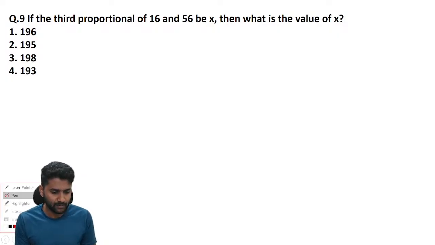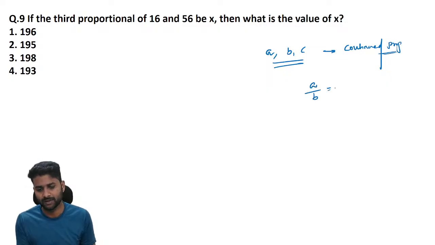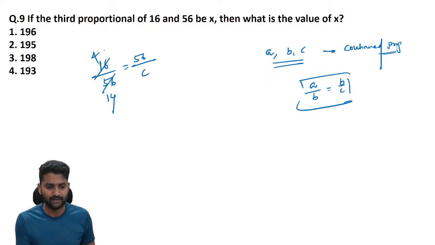Next, find the third proportion. See, A, B, C are in continued proportion. If A, B, C are in continued proportion, then the relation among those numbers is A by B is equal to B by C. It means 16 by 56 is equal to A by B is equal to B by C. So this is 14 times, again 14 times. Now the C value is equal to 14 into 14, which is 196.